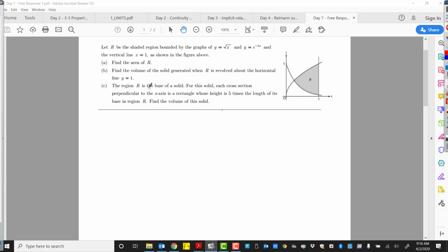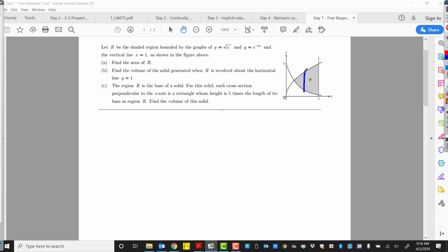All right, this last one. The region R is the base of a solid. These are the frustrating ones. For this solid, each cross section is perpendicular to the x-axis. So we have cross sections that are coming down this way. Okay, that's what we're looking at.